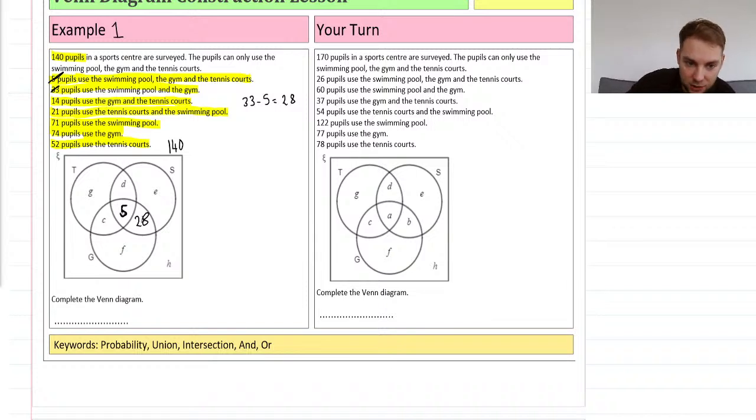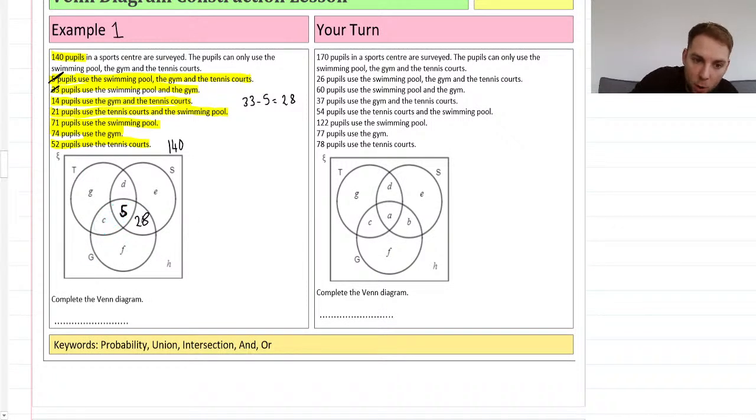The gym and tennis court is going to be in this part here. So these two here are where we have the crossover of the gym and the tennis court.